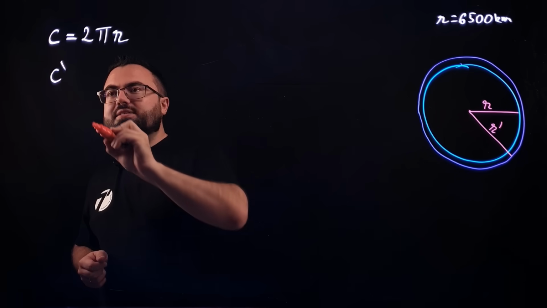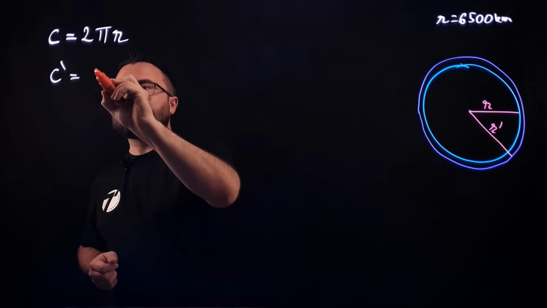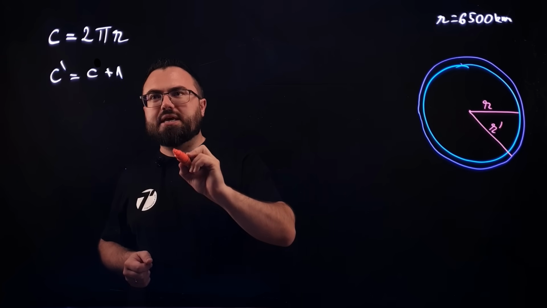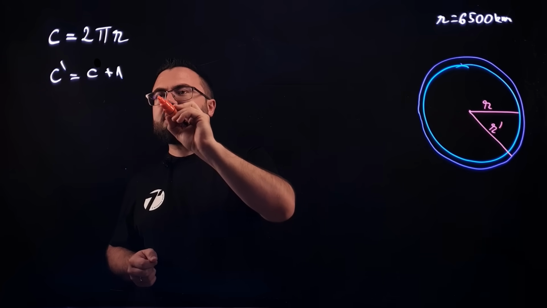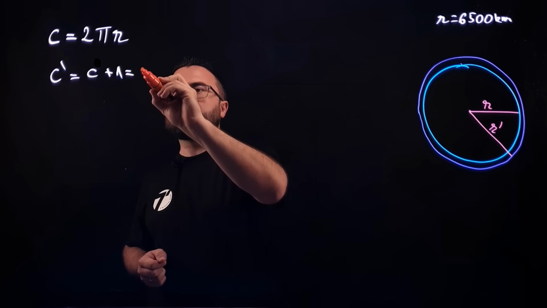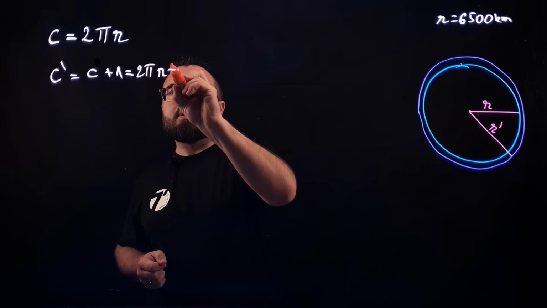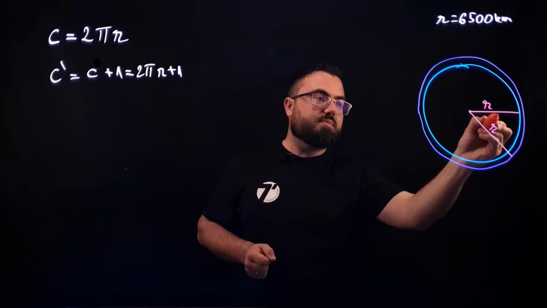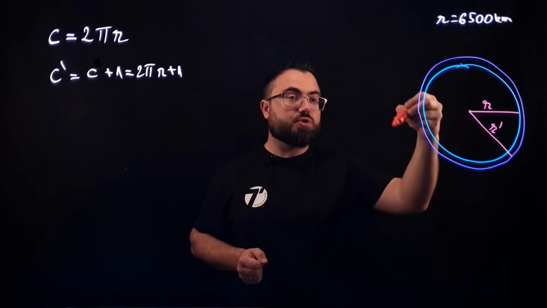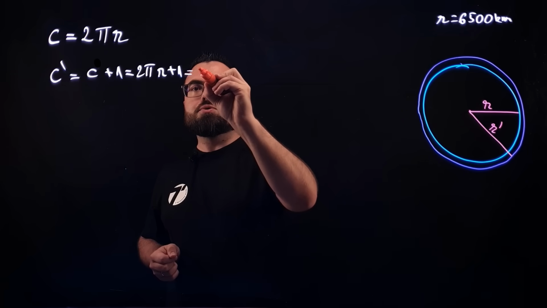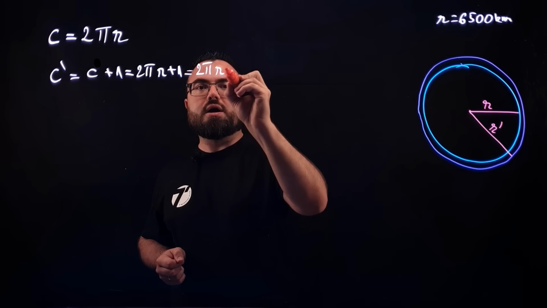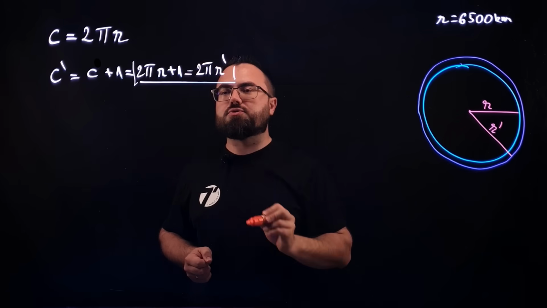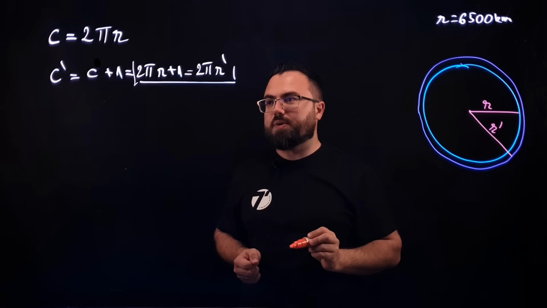The new circumference, that's c prime, it's equal to the old c plus 1 meter. It's important to keep that the unit here will be in meters. And this is equal further to 2 pi r plus 1. But since we have an r prime here, that's the radius of the new circle, we would have this equal to 2 pi r prime. And we will take further this equation and try to manipulate it a little bit to see what we have.